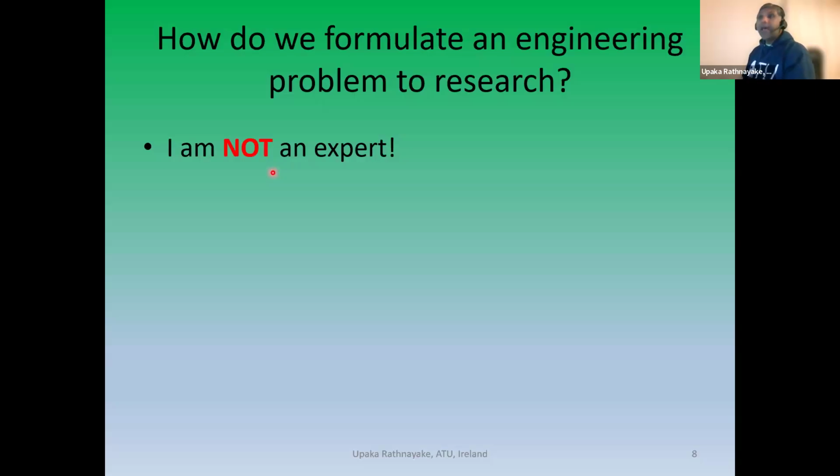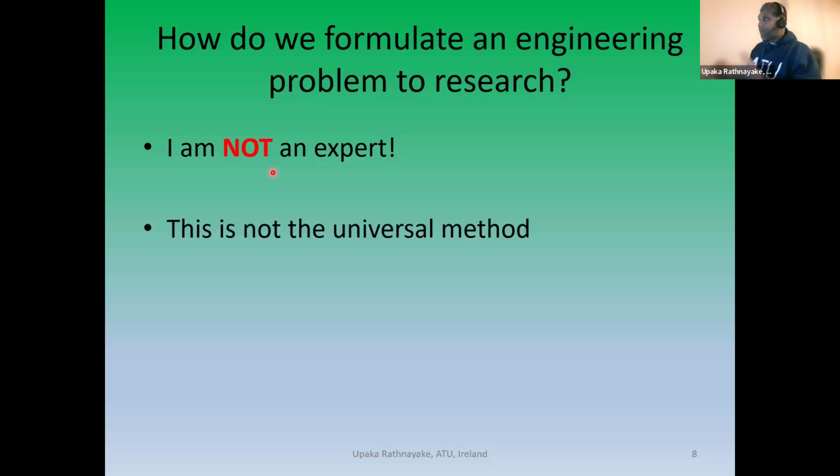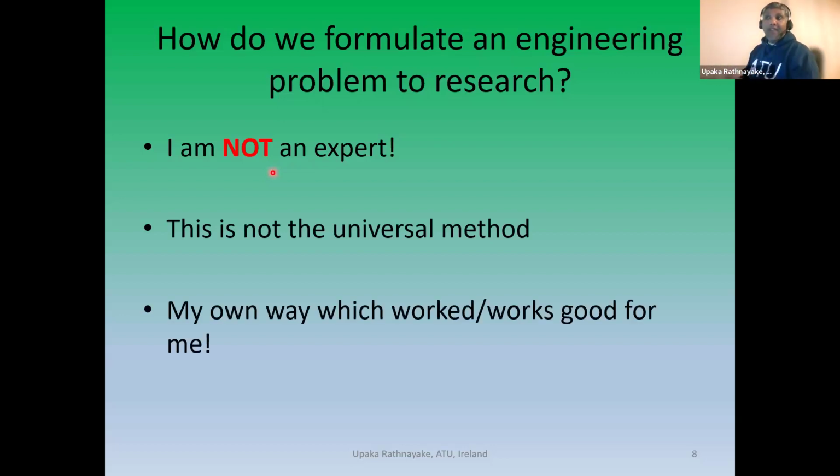First, I'm not an expert on this. I need to tell you that I'm not an expert at doing research in the world. There are loads of people who are well above me. Now, this is not a universal method. I'm not going to talk about a universal method today, but my own way, which worked for me and still works well for me. So I'm going to present a working methodology, and it worked really well for me. Hopefully, I can give you some insights so that you can move on.